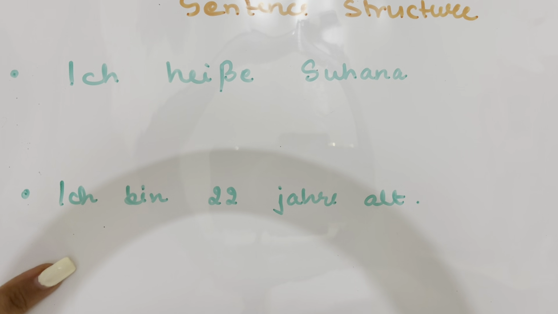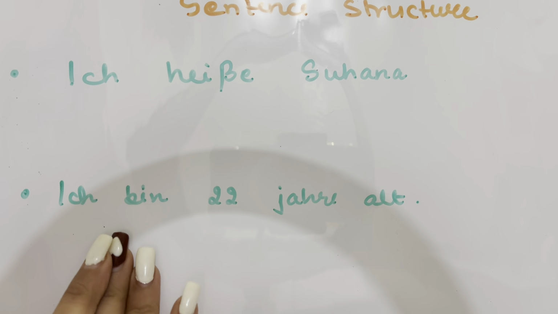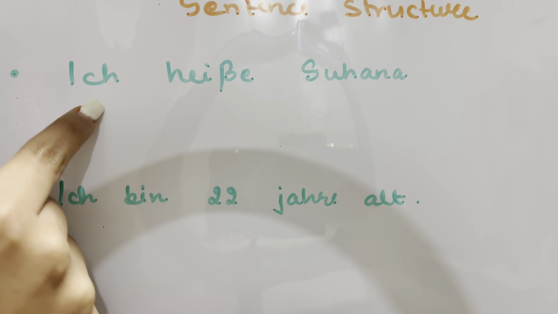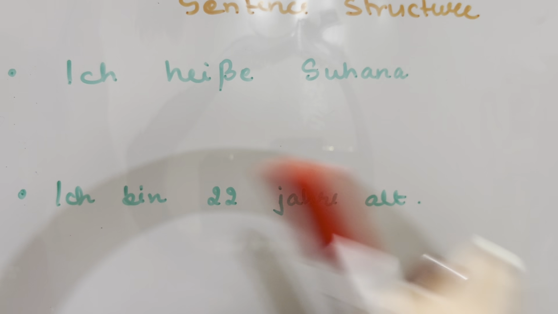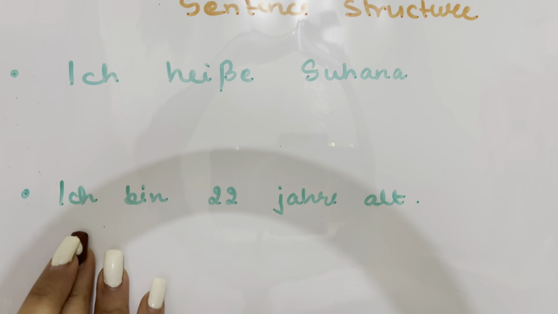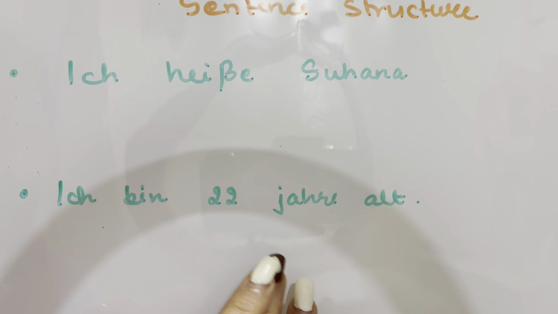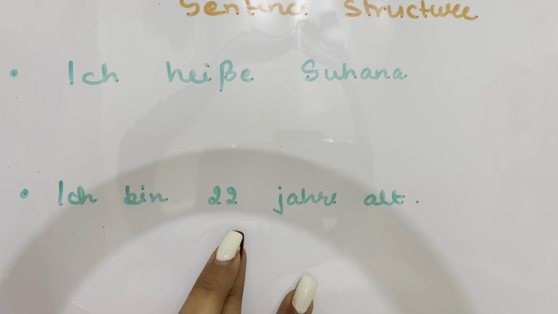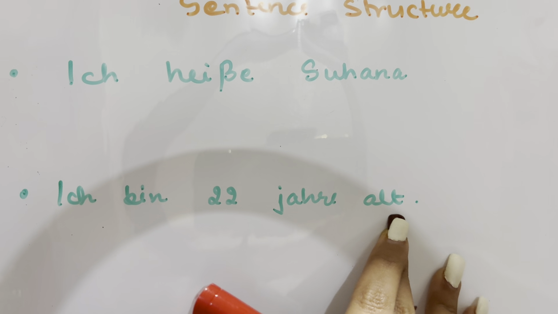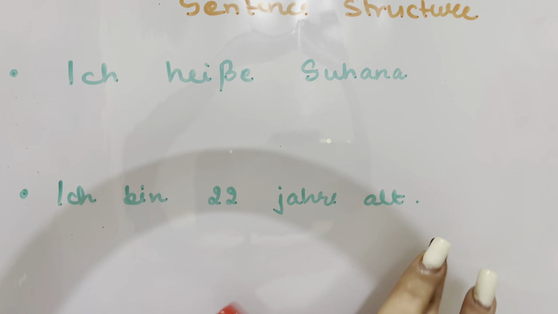have two sentences, and I think we already learned what these sentences mean in our previous lecture, lecture number 3. So these are the common sentences. Ich heiße Suhana: ich means I, heiße means name, and Suhana, so it means my name is Suhana. And ich means I, bin means am, 22 means 22, Jahre means years, and alt means old. So I am 22 years old.